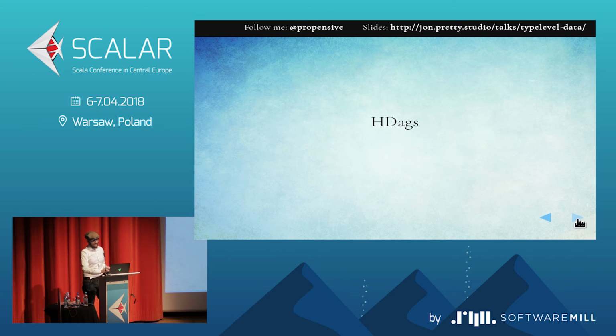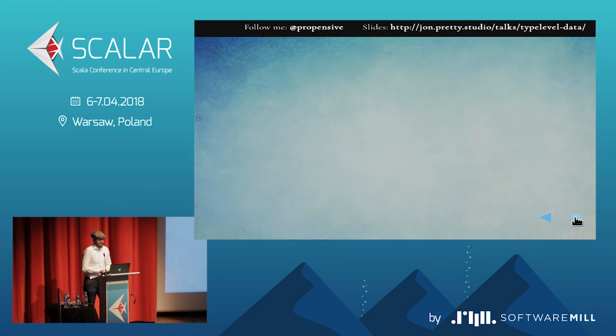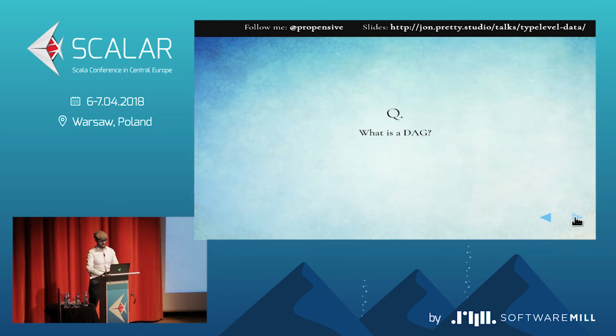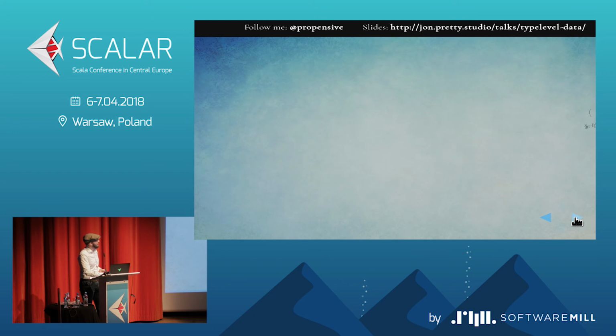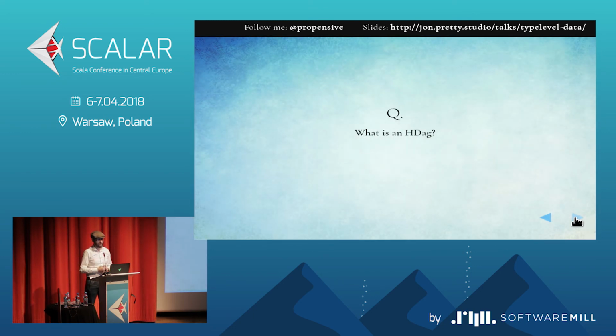What about directed acyclic graphs? What is a directed acyclic graph? Let's look at the value level first. A DAG is a set of nodes and a set of arrows between ordered pairs of nodes. So let's try and lift that to the type level, but it's complicated, and I have 4.5 minutes left to try to explain it. What is a node?